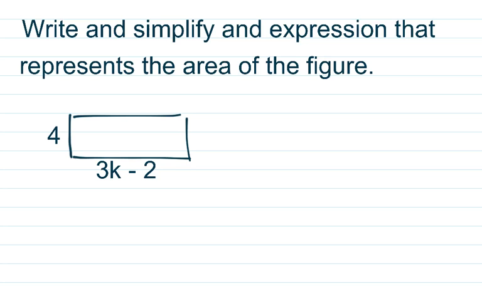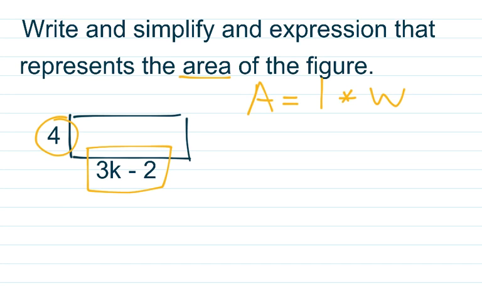Now let's see how the distributive property applies to a word problem, or a graphic. It says to write and simplify an expression that represents the area of the figure. Well, in this case, we need to understand that area of a rectangle means length times width. So let's take a look at the pieces. Here is our length. Here is our width. So let's build an expression. Our length of 4 is being multiplied by our width of 3k minus 2.